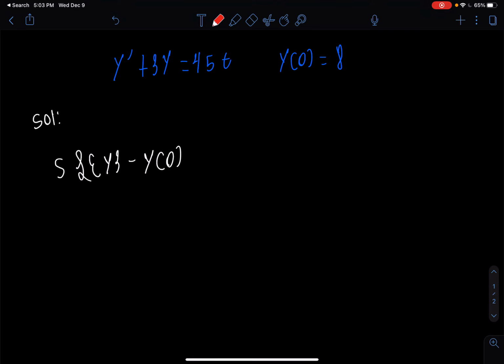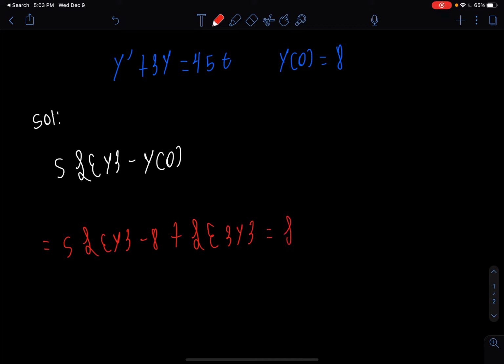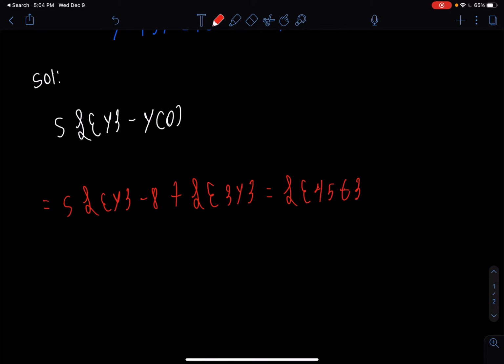We're going to apply Laplace to every single term in the equation. So we have s times the Laplace of y minus the initial condition, minus 8. Then the Laplace of 3y equals the Laplace transform of 45t. So this is how you would first get started.